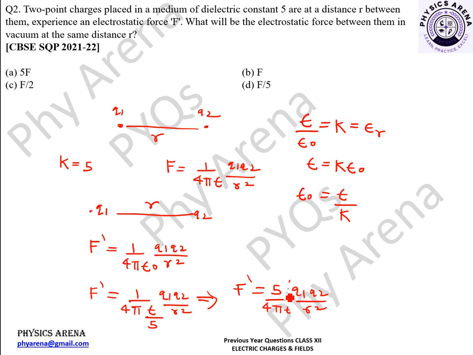And this value that I'm encircling, Q1 Q2 upon r square divided by 4 pi epsilon, is equal to F. So this implies that F dash is equal to 5 times F. So when we take the charges in vacuum, the force between them has increased 5 times. And from the given options, option A is correct.